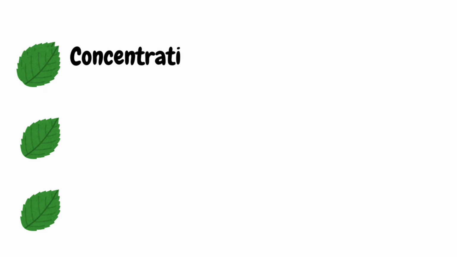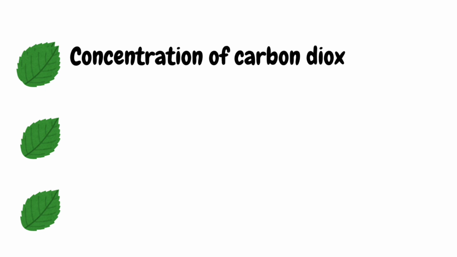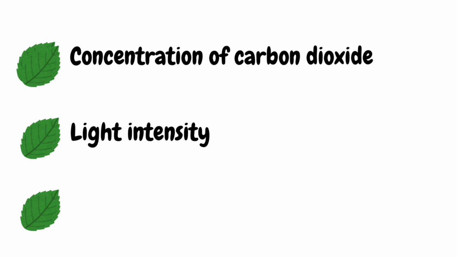The first factor is the concentration of carbon dioxide. Remember, it's really important to use the word concentration rather than amount. The second factor is light intensity. And again, we don't say amount of light, we say light intensity. And the third factor is temperature. How did you do? Give yourself 1 mark for each one that you got correct.